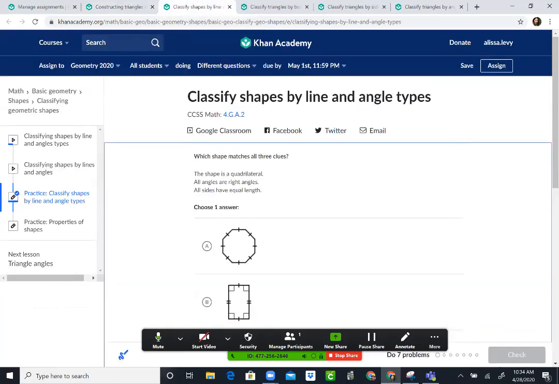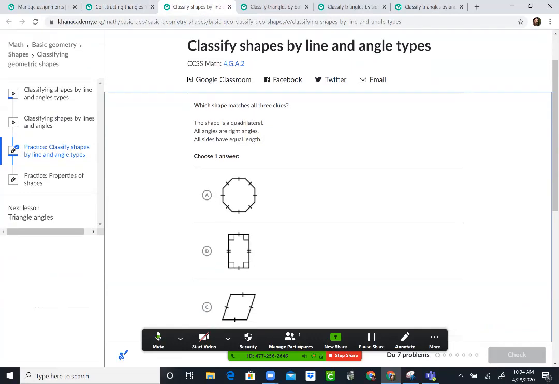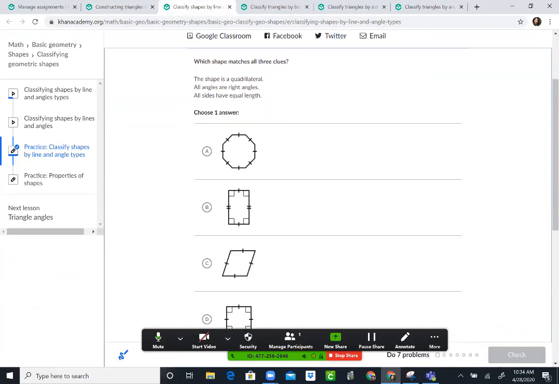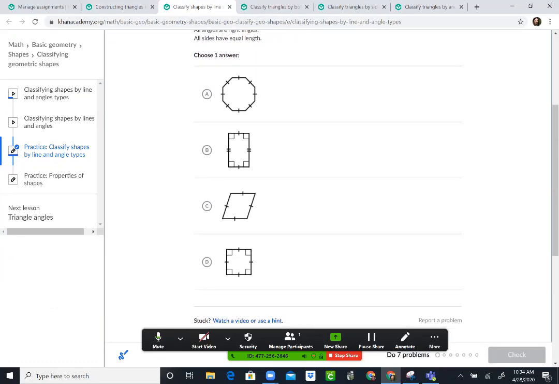Next, we have classifying shapes by line and angle types. Which shapes match all 3 clues? They're going to give you some clues and some shapes, and you have to look it over and figure out which of the shapes matches all 3 clues. Shape needs to be a quadrilateral, which means it has to have 4 sides. All the angles have to be right angles, so it has to have 4 of the little square signs, and all the sides have to be equal. Number 1 is not a quadrilateral. Number 2 does have 4 right angles, but all sides are not equal, so it's going to have to be letter D. C didn't have any right angles, so I skipped that one.